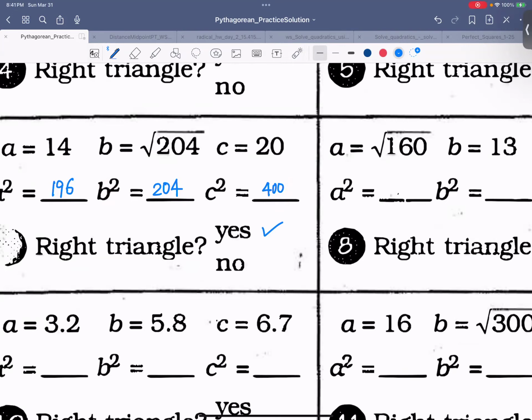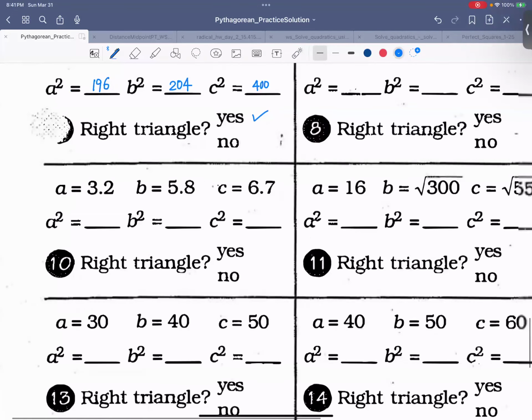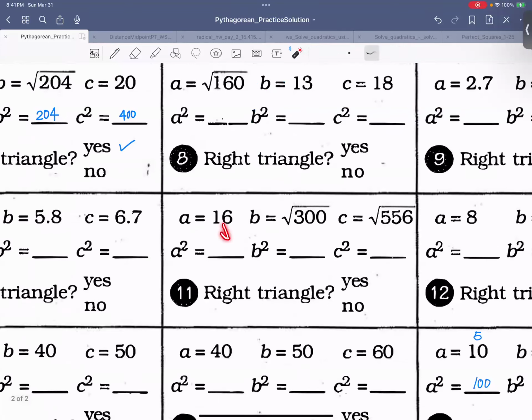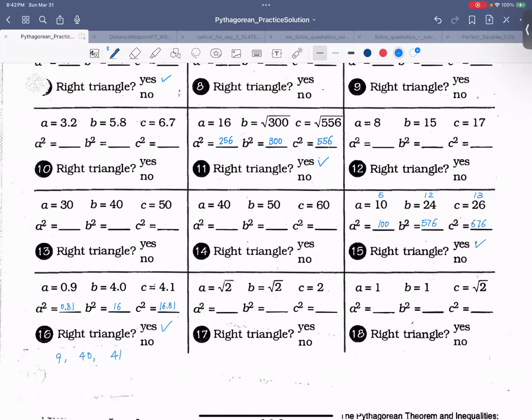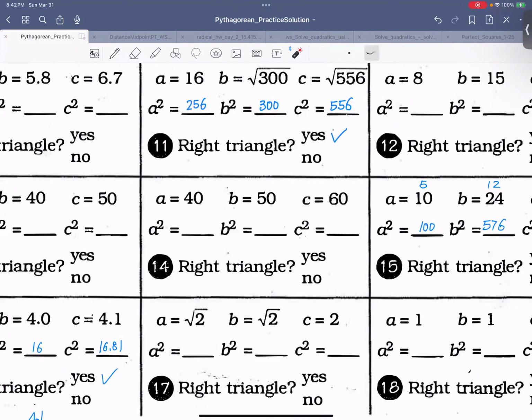Good? Yes. Now, let's also check one more over here. Go. Shirley, keep going. One more. Oh, okay. So 256. And then 300. And then 556. So is this a right triangle? Yes. Good job. You got it. Let's try something more, okay? Now, Chloe, let's try this one over here. Go.